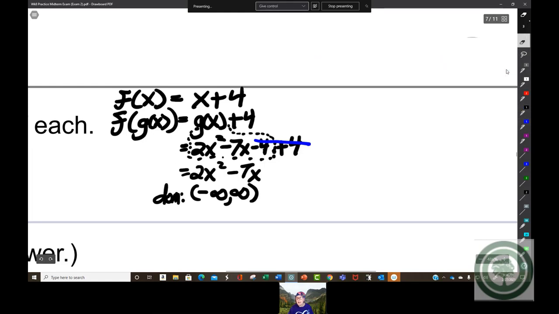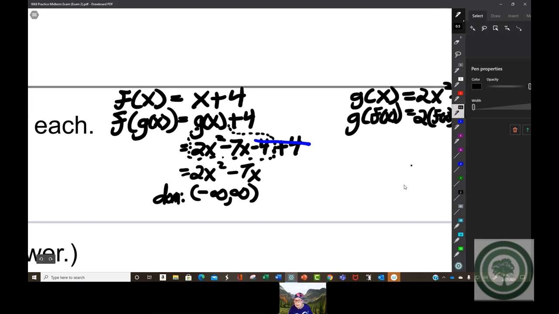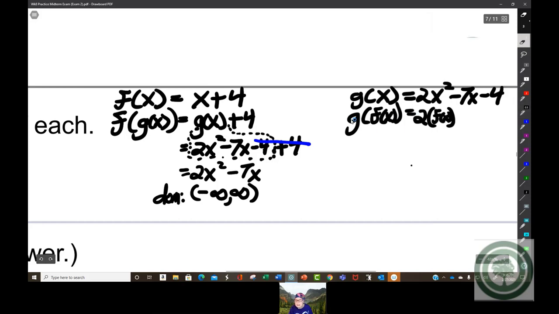I need my eraser. There. Okay. Now, g of x is 2x squared minus 7x minus 4. g of f of x is going to be 2 times f of x. Okay, I'm going to have to write bigger. Let's erase this and go do it again.